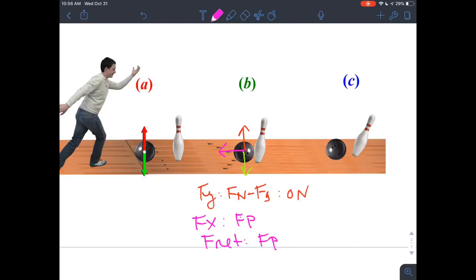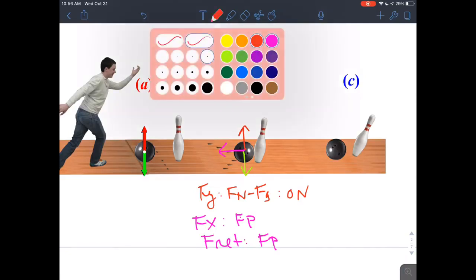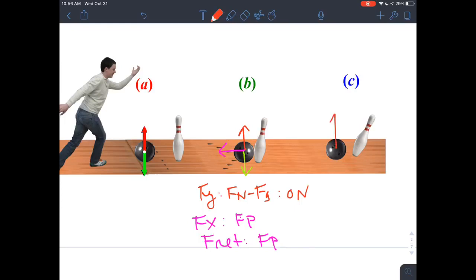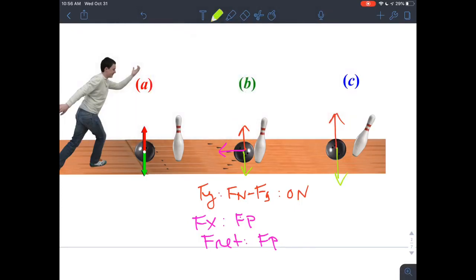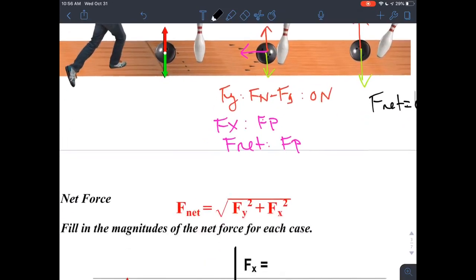After the ball has knocked the pin away, we look at what forces are on the ball again, and in this case, we've got the floor pushing up, we've got the earth pulling down, and our F net goes back to being 0 newtons because the Fn and the Fg cancel out. So our ball will continue on down the lane with a constant velocity, not accelerating.